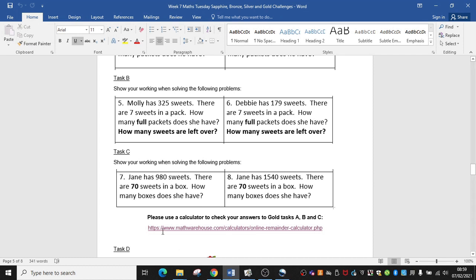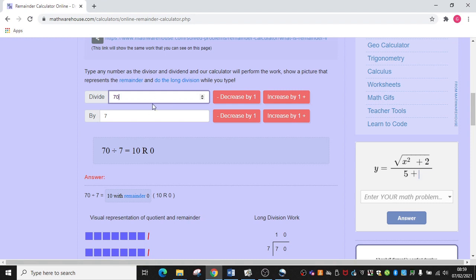Therefore, you must use this web link here, which takes you to Math Warehouse, an American website, which provides an online calculator. And once that's loaded up, we can see if we divide 70 by 7, so I just put the numbers into here, that the answer is 10. We knew that. And if I put 71, I should still get 10 groups with 1 left over. 71 sweets divided by 7 would be 10 groups with 1 left over.